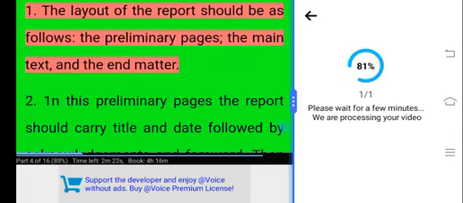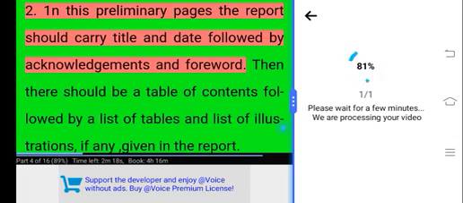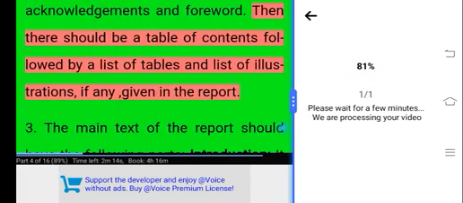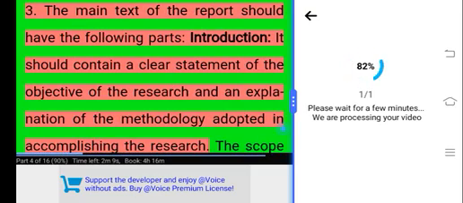1. The layout of the report should be as follows: the preliminary pages, the main text, and the end matter. 2. In the preliminary pages, the report should carry title and date followed by acknowledgments and foreword. Then there should be a table of contents followed by a list of tables and list of illustrations, if any, given in the report.